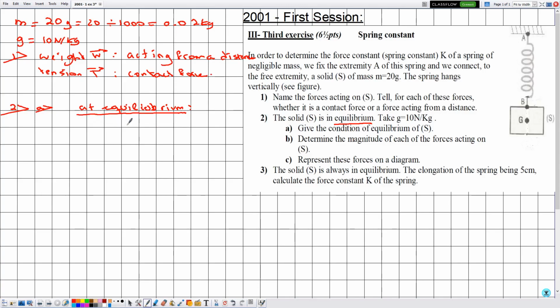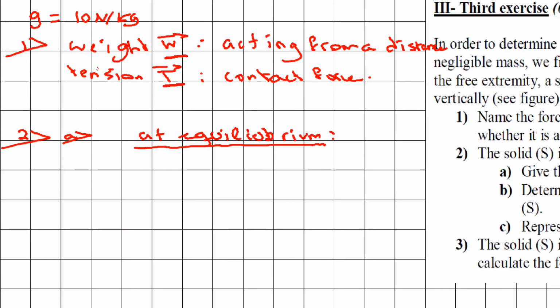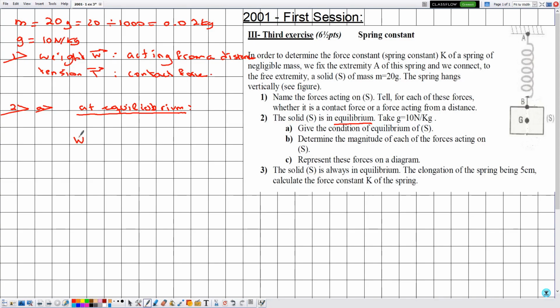Now, on the left hand side, we write the sum of forces acting on the solid S, and they are given by the weight and the tension. Therefore, weight vector plus tension vector. And on the other side, we write 0 vector corresponding to the condition of equilibrium. Now moving T to the right hand side, the weight vector is equal to minus the tension vector.